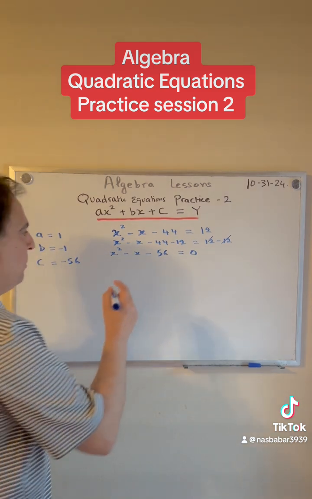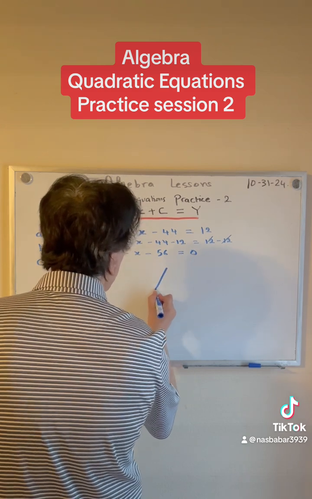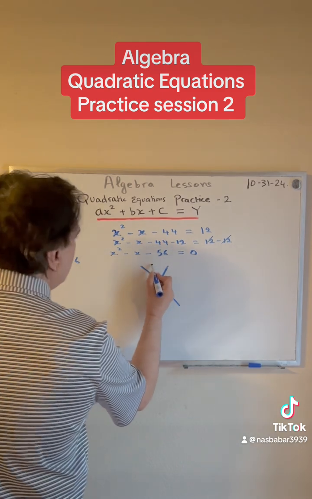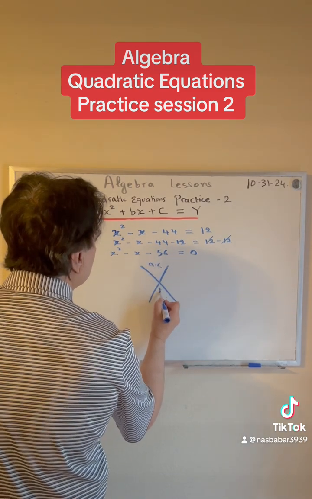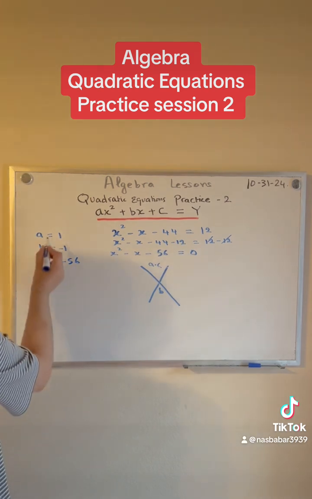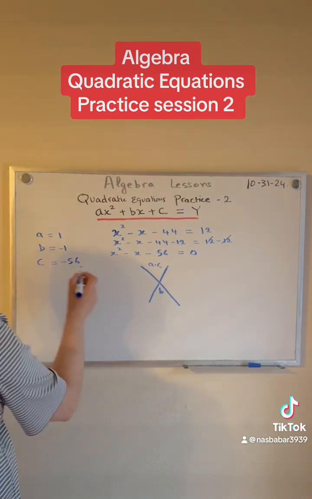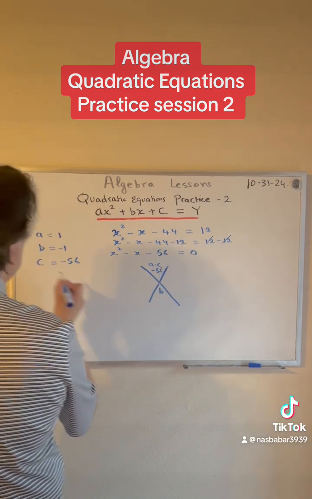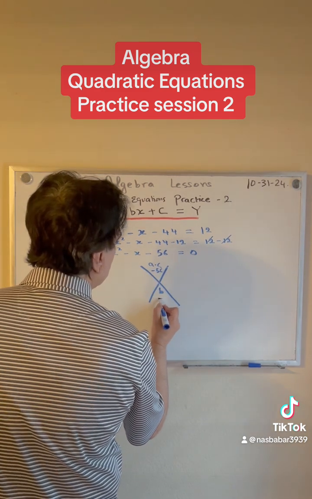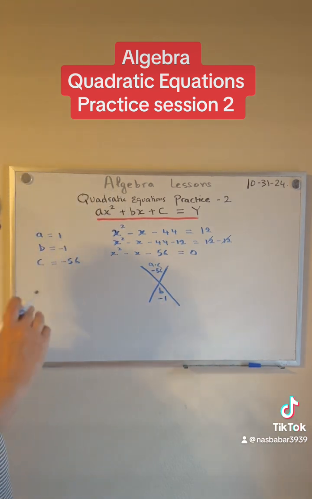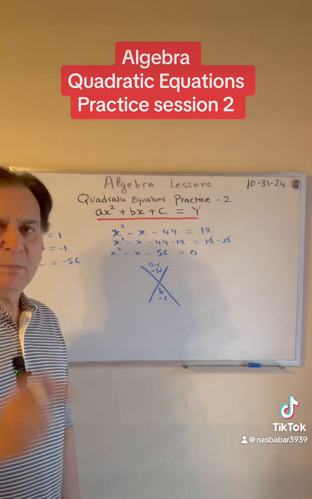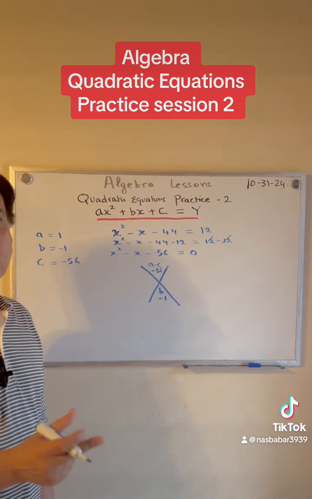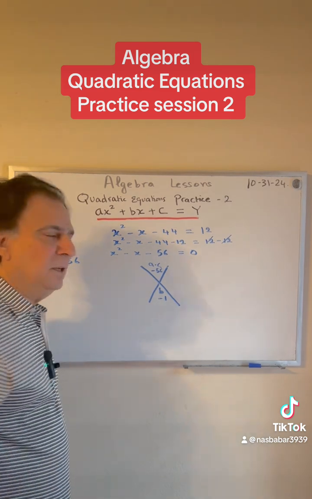Then I use the big X technique. So literally I draw the big X right here. Over here I have A times C, and this is B. A times C is 1 multiplied by minus 56, which is minus 56 right here. And this right here, B, is negative 1. Now, you have to find two numbers. If you multiply those two numbers, you get minus 56. If you add those two numbers, it's minus 1.